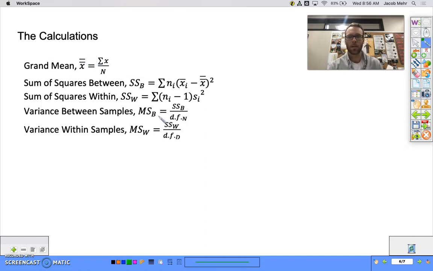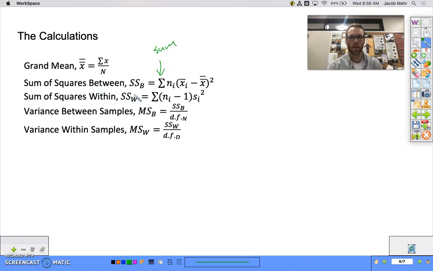Now, to calculate the mean squares between, we have to have the sum of the squares between. And to do that, remember this symbol means sum. I kind of skipped over that reminder, but remember this sigma symbol means sum. We're going to take the sample size from a sample, times the mean of the sample minus the grand mean, squared. We're going to take that, and we're going to add all of those up for each sample. It's going to make more sense when we look at our example for this video.